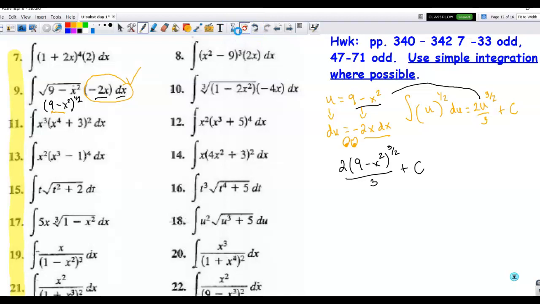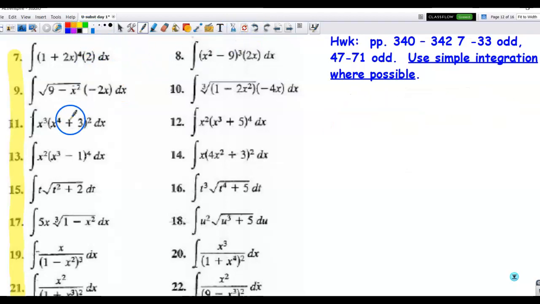All right, let's go to number 11. In number 11, I see an inside function. X to the 4th plus 3 is being operated on by x squared. So now hopefully you're getting the hang of this. U is the inside function. Oh, by the way, you might decide that squaring this out and distributing the x cubed might be easier, and you could use the power rule.